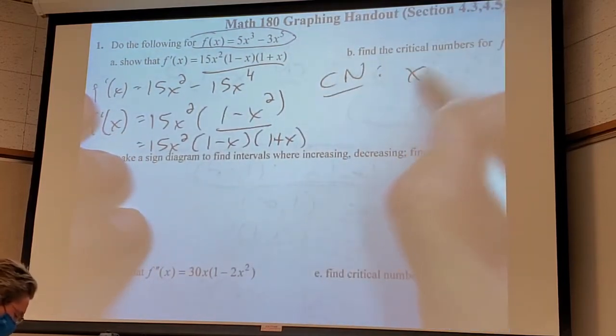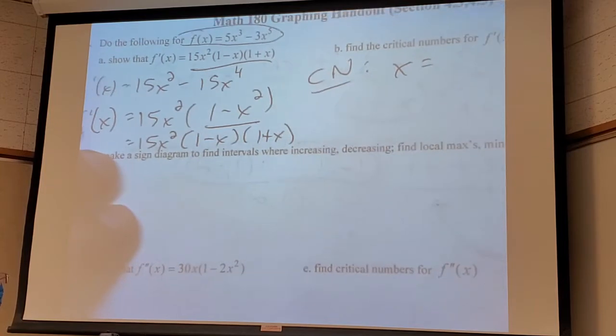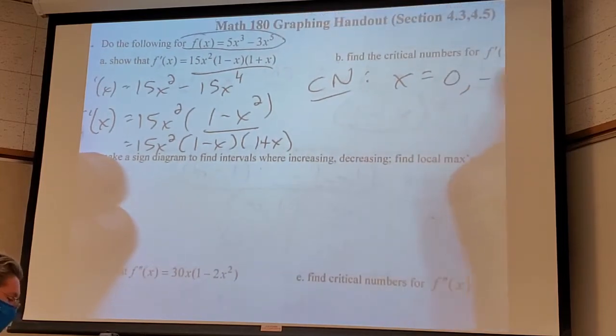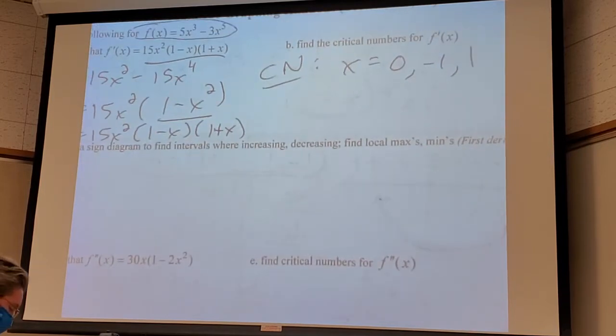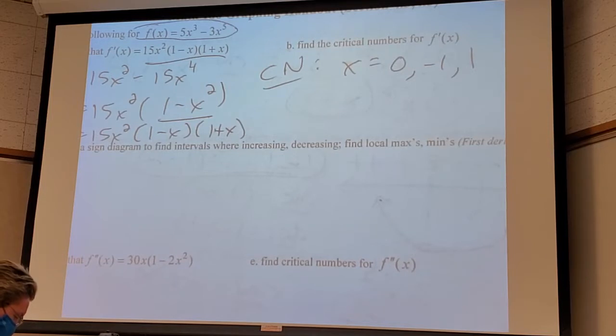So what are the critical numbers? These are all beautiful. Negative 1, 0, 1. I like it. Yes? Wouldn't 0 be a double root? Yeah, totally. So now the multiplicity can come in, right? But for right now, it is definitely a critical number.